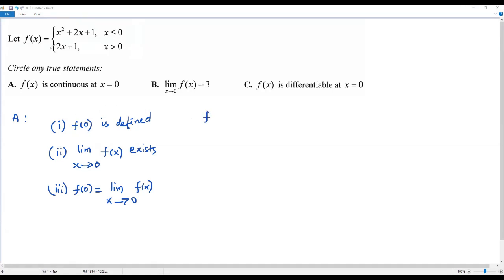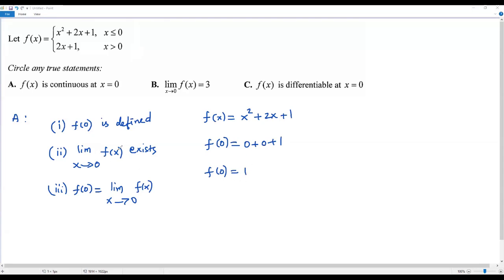So f of 0 means, in the given piecewise function f of x, we have to consider the piece where x equals 0. So that is the first piece, because x is less than or equal to 0, that means x can be equal to 0. So when x equals 0, we have the piece f of x equals x squared plus 2x plus 1. Now I have to plug in x equals 0 here. When I plug in 0 for this x, 0 squared is 0. When I plug in 0 for x over here, 2 times 0 is 0, plus 1. So finally, I'm getting f of 0 equals 1.